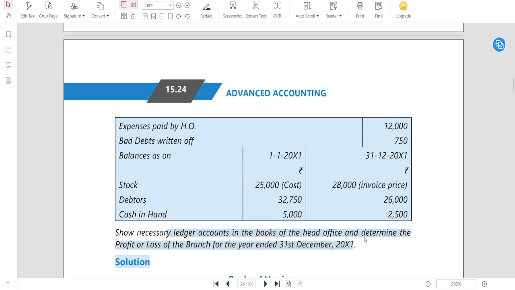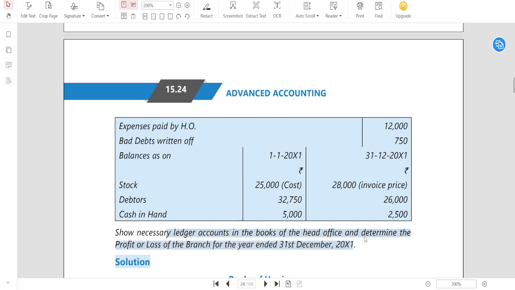Because in method 1, what happened? In the synthetic method, only the branch account we prepare, along with branch debtors, and you can say goods sent to the branch. So only 3 ledgers, but the main account is the branch account. But in the given case, necessary ledger accounts means whatever the required ledger accounts, so definitely it will be adjusted against the branch stock, branch adjustment, etc. So it is nothing but method 2.